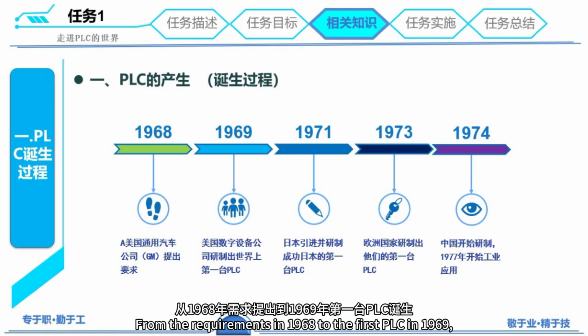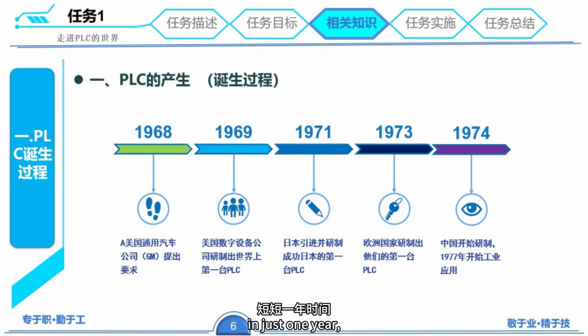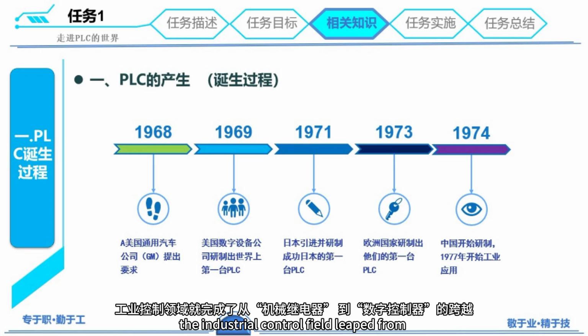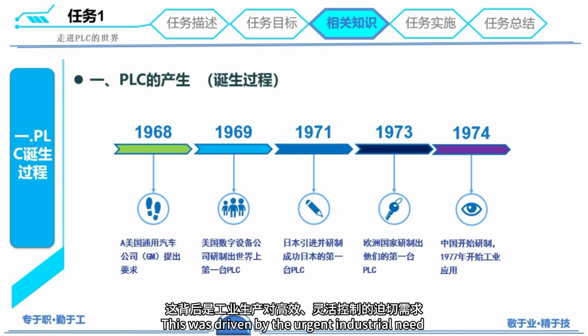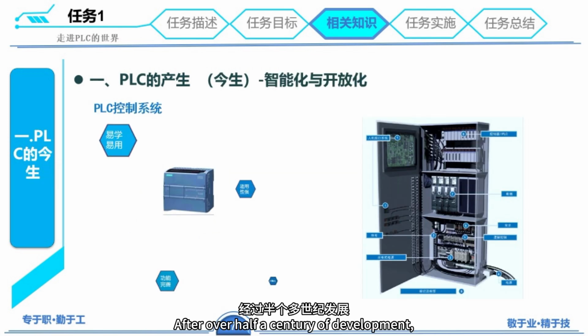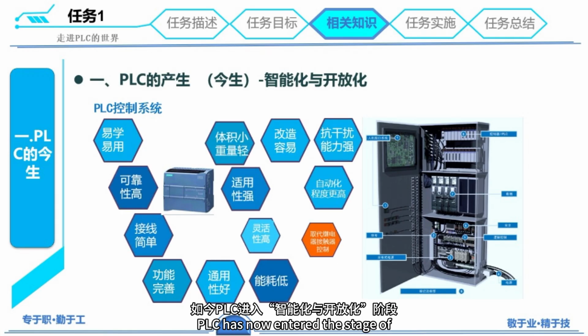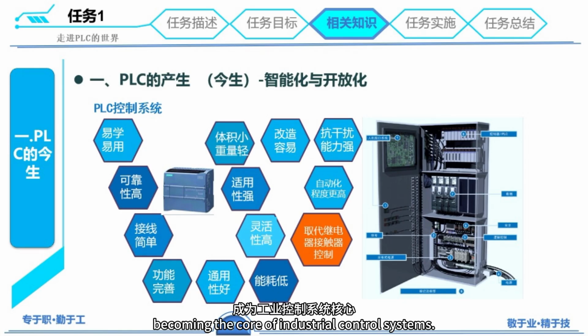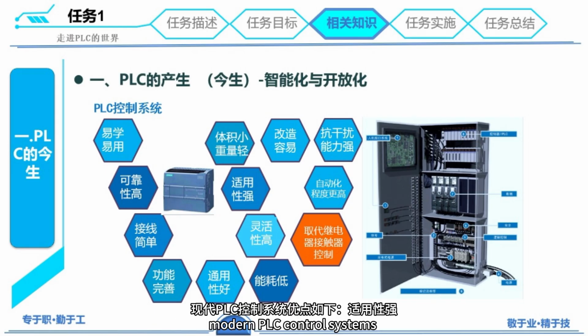From the requirements in 1968 to the first PLC in 1969, in just 1 year, the industrial control field leapt from mechanical relays to digital controllers. This was driven by the urgent industrial need for efficient, flexible control. After over half a century of development, PLC has now entered the stage of intelligence and openness, becoming the core of industrial control systems. Compared to early relay control systems, modern PLC control systems have the following advantages: high applicability.